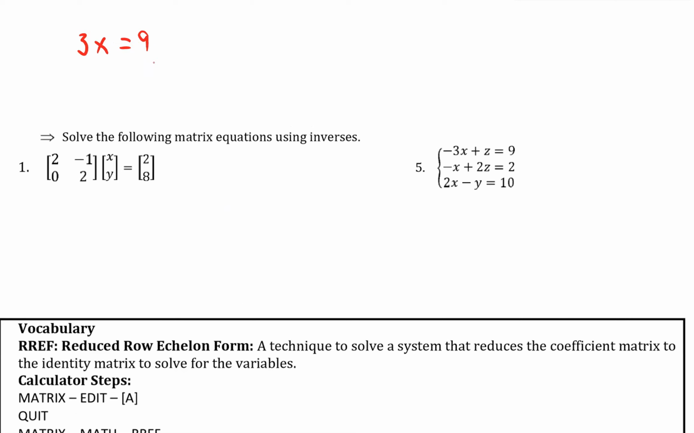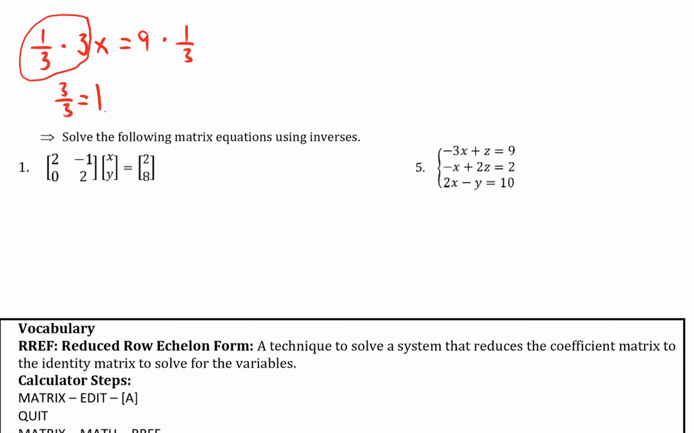Now, I want to solve for x. So what would I do? Normally we would say divide both sides by 3. But we could also say it a different way. We could say multiply both sides by 1/3. And why would we do that? Because when you multiply 1/3 by 3, you get 3 over 3, which equals 1. So by using the inverse, we create a 1.